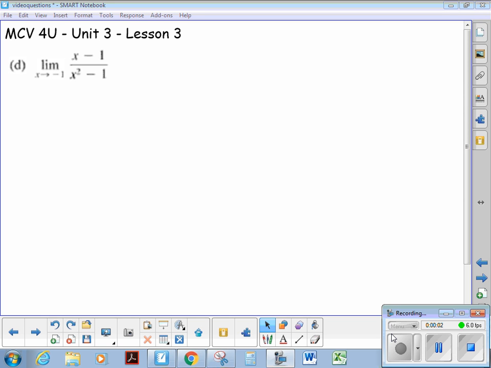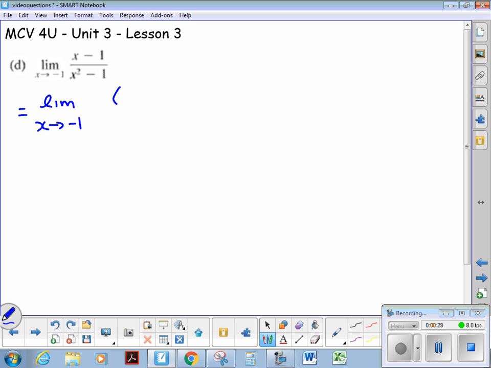Hello, I've had a question in the Calculus Vectors, Unit 3, Lesson 3, and I believe this is 6D. And the 6D, what I do, I first of all check to make sure we have an issue. So -1, if we substitute that in, we will end up with 0 in the denominator. So in order to do anything with this, the only thing we really have available to us, or what we always try to do first, is factoring.